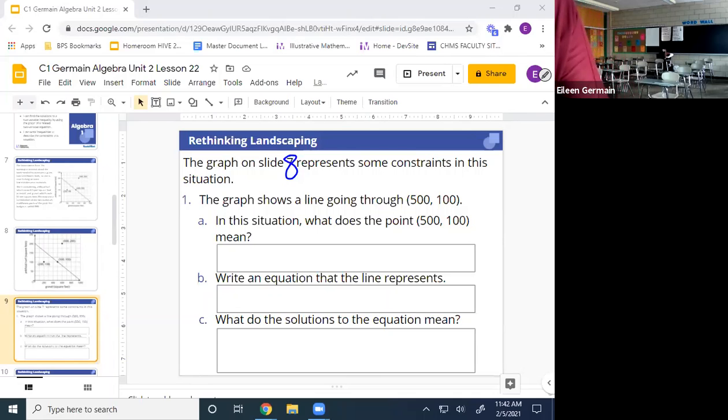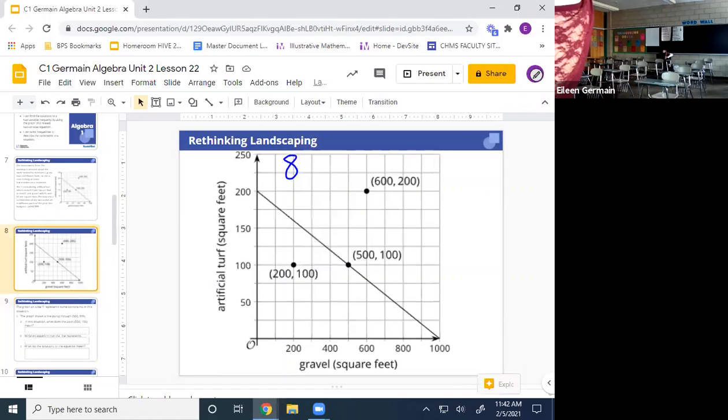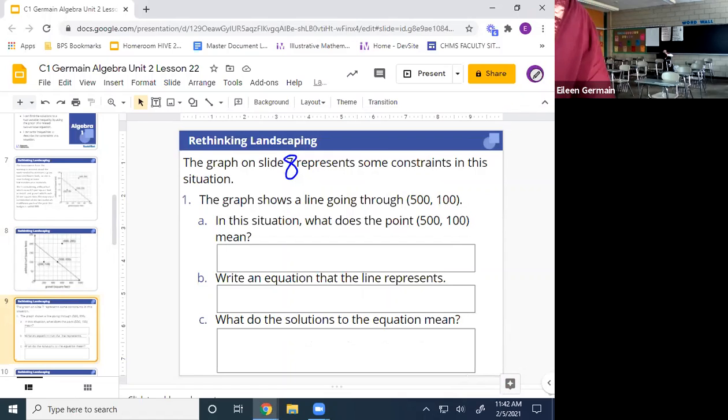Write an equation that represents this line. And I want you to think about what the solutions to the equation mean. I'm going to give you 2 working minutes right now to look at all 3 of these questions and start to use that graph on slide 8 to answer them. First, what does that point mean? Write an equation that represents that line. And what do the solutions that fall on that line mean in the context of the story? Take 2 minutes right now.